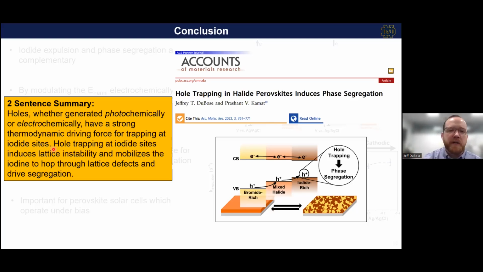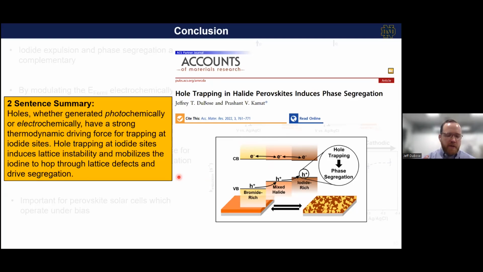There have been other groups that have shown that you can get these iodide atoms moving through interstitial sites in the actual perovskite. But really, the initial process that sets everything off is this initial hole trapping and oxidizing of those iodide atoms, and that mobilizes the iodine to move through the lattice and drive phase segregation. And recently we've summarized a lot of the last seven or so years of work in this recent accounts paper, if you're interested in reading more.